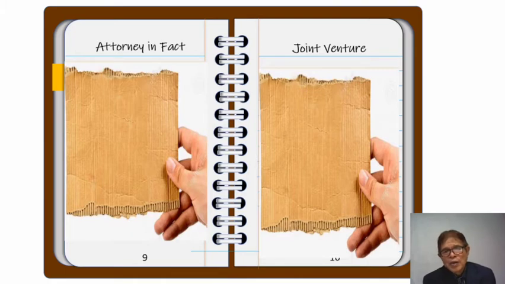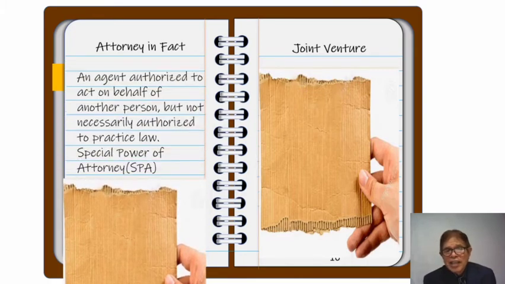Attorney in fact. What is attorney in fact? He is an agent authorized to act on behalf of another person, but not necessarily authorized to practice law. Special power of attorney or SPA is not a person, but an authority given to a person. The person is called attorney in fact, not necessarily a lawyer. Many practitioners ask clients, "Sir, who will be your SPA?" What he is supposed to ask is, "Sir, who will be your attorney in fact?"